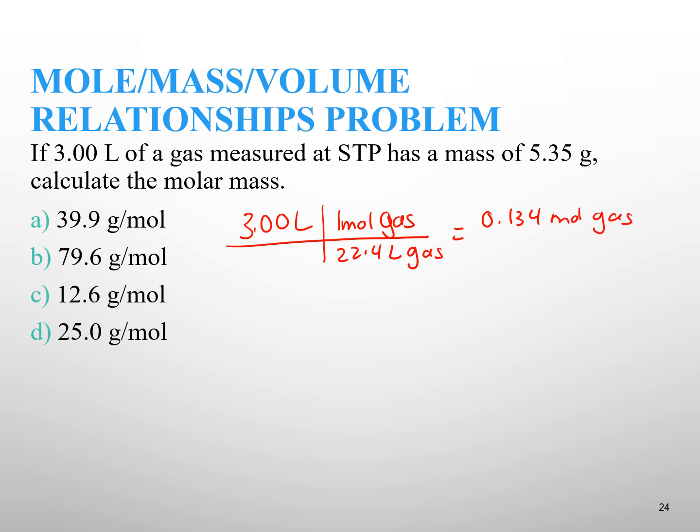Now we want to find the molar mass. So the molar mass would be 5.35 grams divided by 0.134 moles of gas. This will give us an answer of 39.9 grams per mole. Okay, so the answer here would be A.